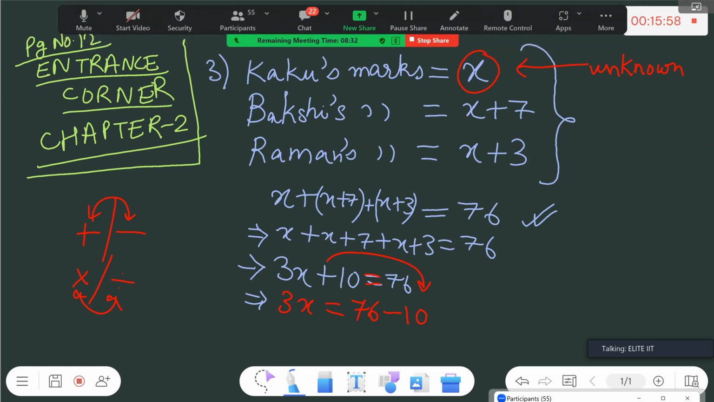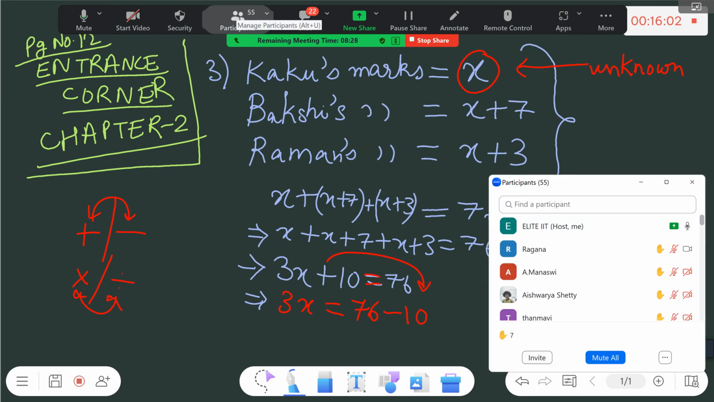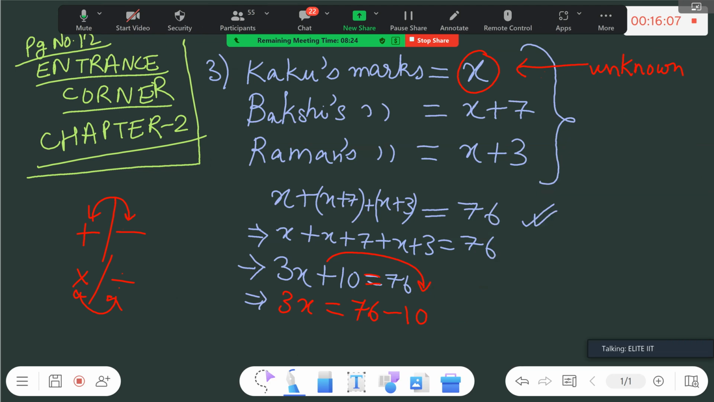Okay. So x is not known to us, x is unknown. That is why, since we do not know Kaku's marks, we consider that as x. We consider x for things we do not know. After we consider Kaku's marks as x, it is given that Kaku got 7 marks less than Bakshi. That means Bakshi's marks can be taken as x plus 7. Raman got 3 marks more than Kaku, so Raman's marks are x plus 3.